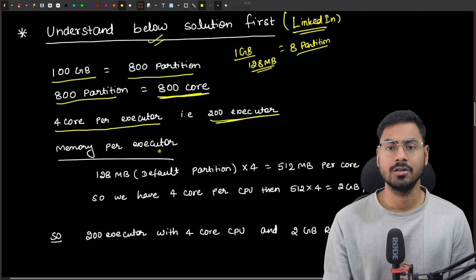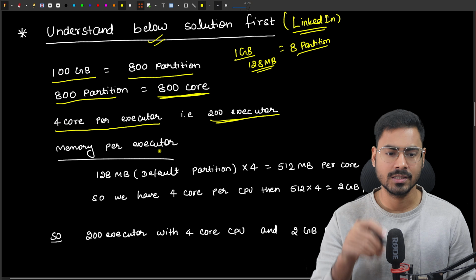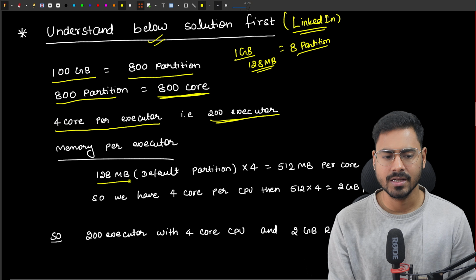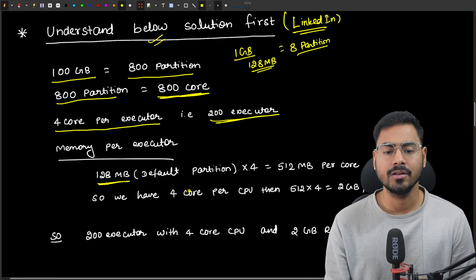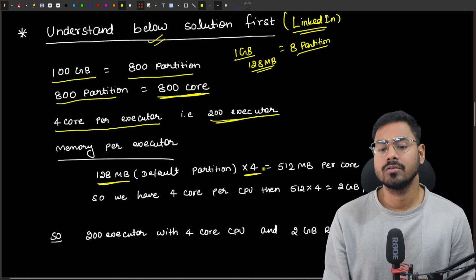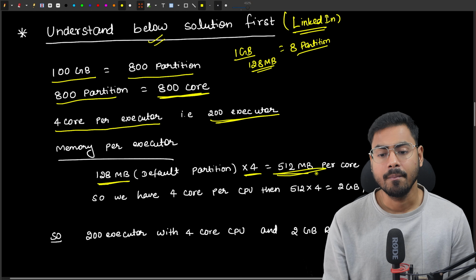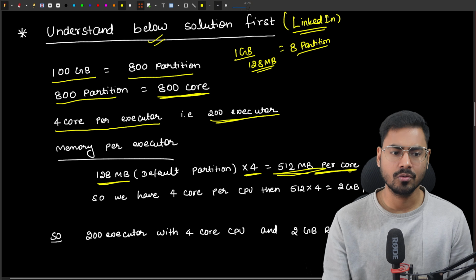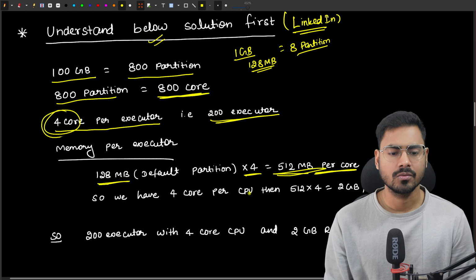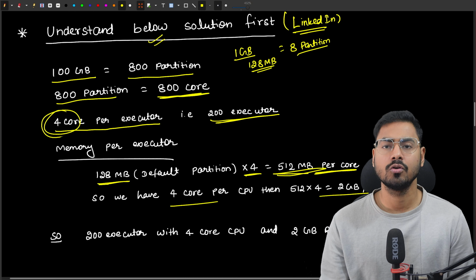Now how much memory you are going to give per executor, again they say, okay, 128 MB is the default size. For processing 128 MB, you need almost 4 times the RAM. So that comes to 512 MB RAM per core. So one core will take 512. You have taken a total of 4 cores per executor here. So 512 into 4 comes to 2 GB.